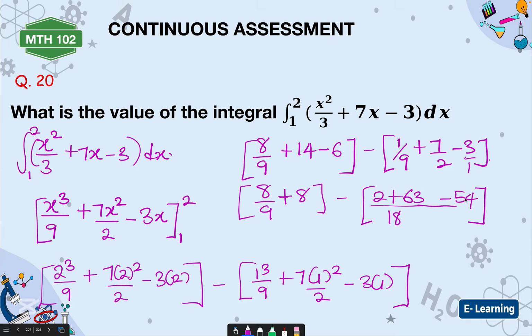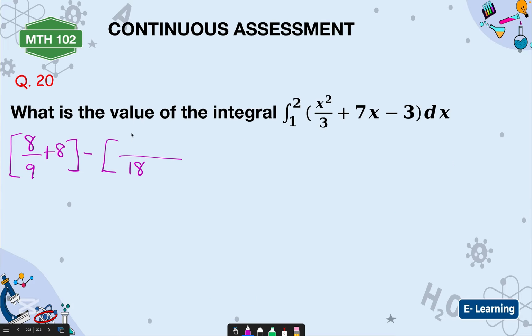65 minus 54 is 11. So we have 11. What is the LCM of this and this? It is 9. So we have 9. 9 going into 9, 1 times this is 8. 9 going into 1 is 1 times this is what? 72. Minus 11 over 18. This plus this will give us what? 80.